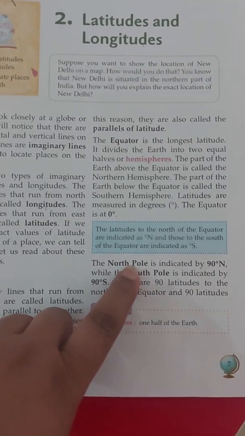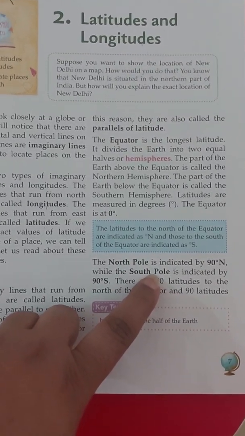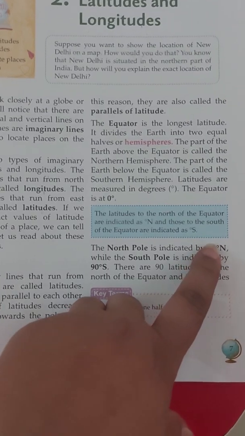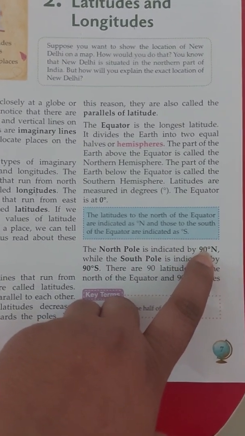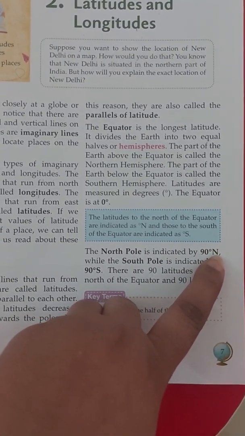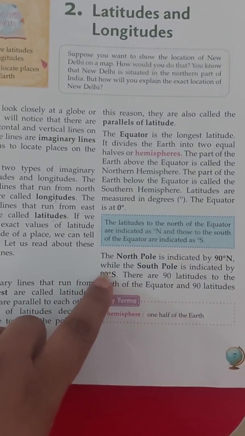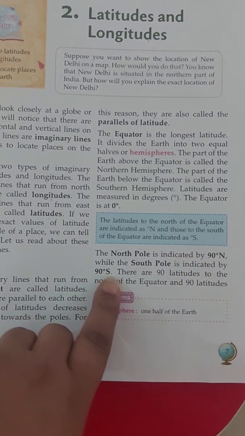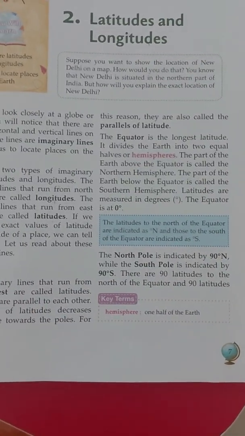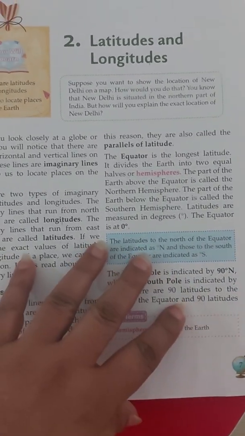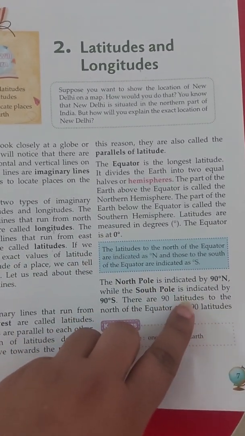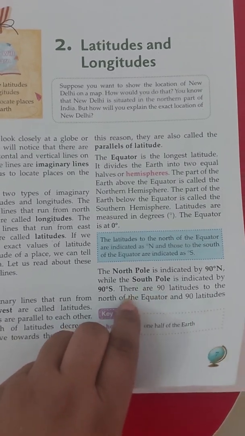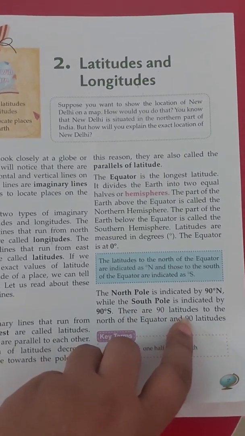Then we have the North Pole and South Pole, which are indicated with the help of 90 degree N and 90 degree S. There are a total of 180 latitudes, moving from north and south both sides.